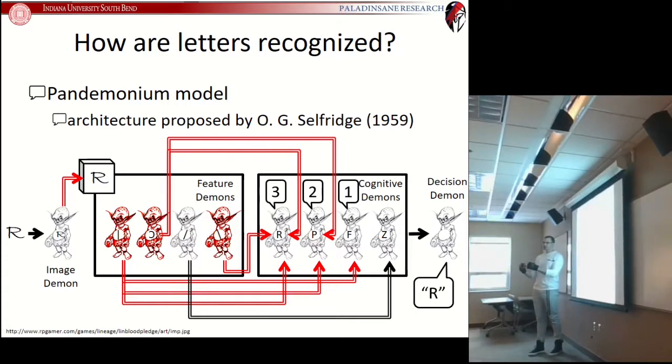So in these days, in connectionist models, which we'll get into later on in the semester, these daemons here are replaced with what is called nodes. These phone lines here are replaced with connections. And basically with nodes and connections, you can explain how it is that we see letters and how we recognize letters.